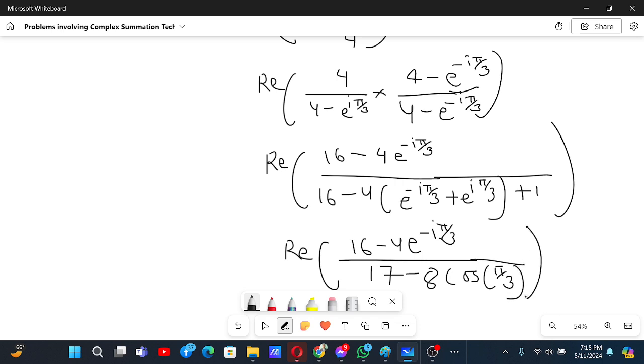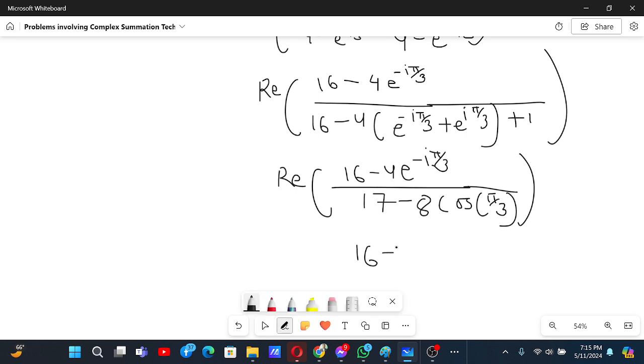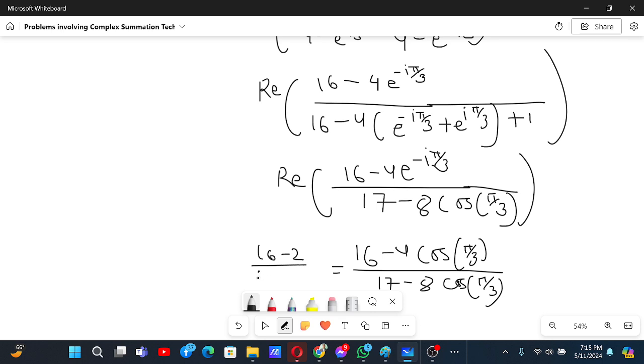Now to find the real part, we just take the real part of the numerator, and that gives us 16 minus 4 cos pi by 3, and in the denominator we have 17 minus 8 cos pi by 3. So this is going to be the answer. Cos of pi by 3 is just 1 by 2. So basically 16 minus 2 over 17 minus 4 is the answer, that is 14 by 13. So let's check if 14 by 13 is the answer. Yes, this is the answer, and it is a pretty neat answer.